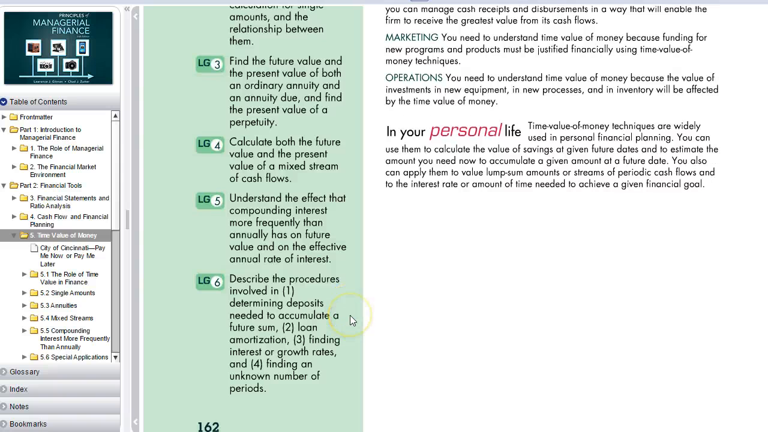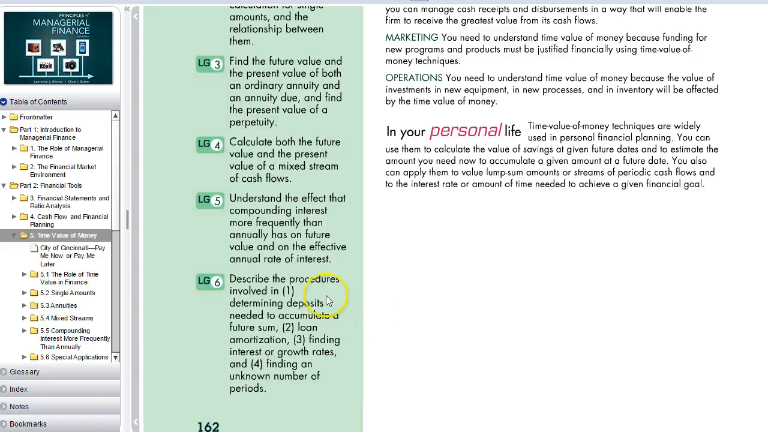Then understand the effect of compounding, the interest and the frequency of compounding effects on your overall ending result, future value of your money, and looking at the procedures involved in determining deposits needed to accumulate to a future sum. So if you wanted to save $1 million, how many deposits would you need to make given your time frame to save to that amount? Or also loan amortization, finding the amount of your loan payment based on the size of your loan and the time of your loan. We also looked at formulas to calculate the growth rate, to calculate the number of periods if it's unknown.